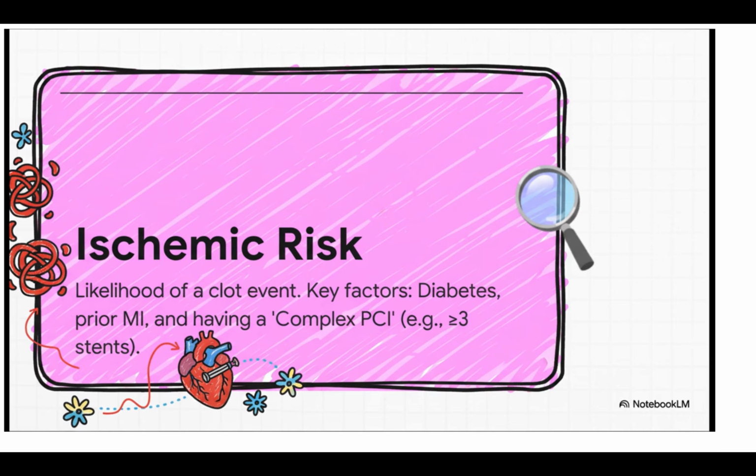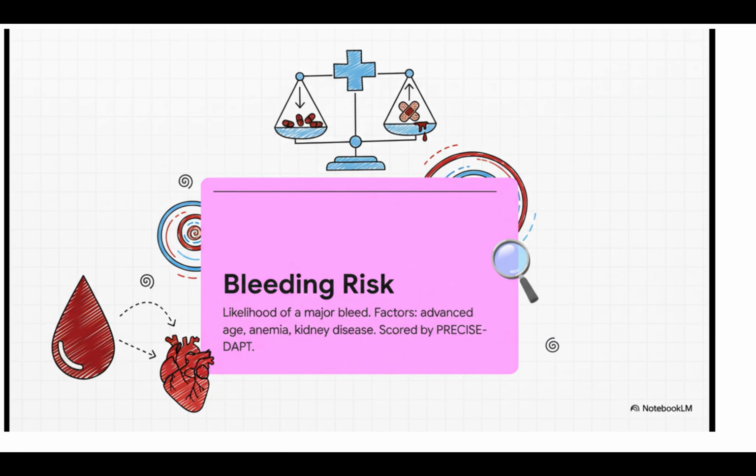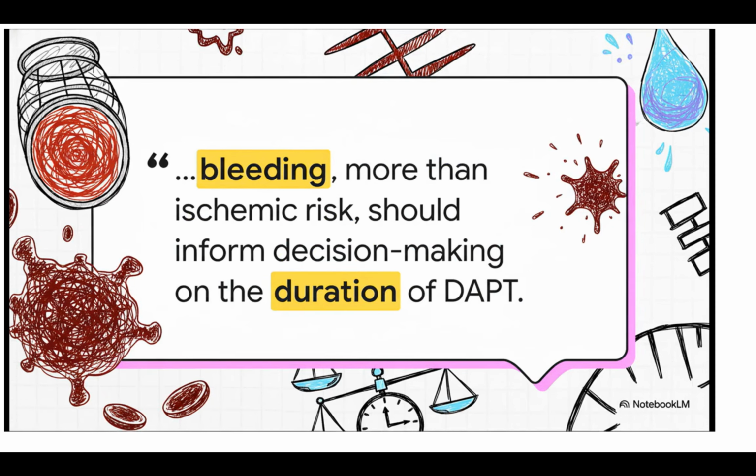So how do doctors do that? Well, first, they assess what's called your ischemic risk. It's just a way of asking, how likely are you to form a dangerous clot? They look at those factors we saw earlier, like diabetes, your heart history, and whether your stent procedure was particularly complex. Then they have to weigh that against your bleeding risk. How likely are you to have a serious bleed? Key factors here are things like your age, if you have anemia or chronic kidney disease, or if you've had bleeding issues in the past. There are even special scoring tools that help doctors put a real number on this risk.